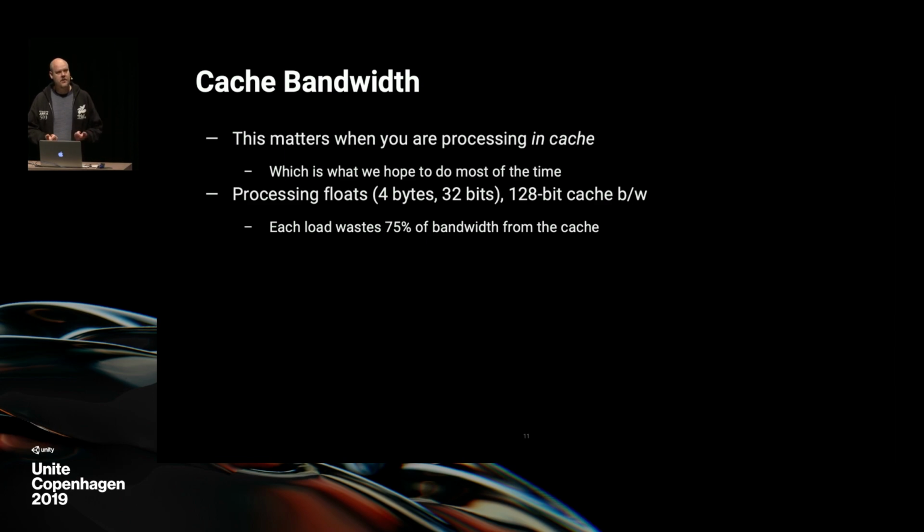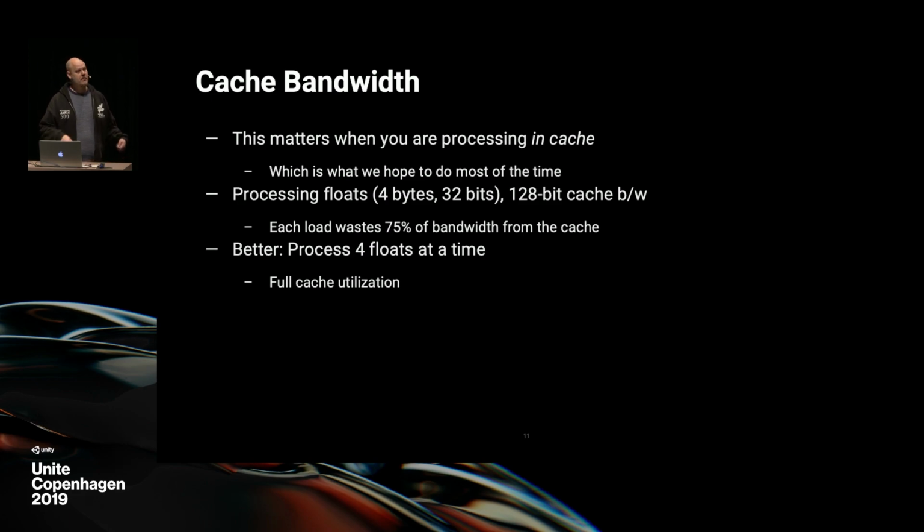So let's say that you're processing floats. You have some cloth sim, or maybe some other cool thing. Floats are 32 bits, 4 bytes. And so every time you read and hit the cache and get a float back, you could have been getting 3 more, because you're only using a quarter of the cache bus. So a better mindset, if you're targeting a device with a 128-bit cache bus, is to say, I should be processing 4 floats at once, because every cache hit gives you the maximum throughput of the cache back.